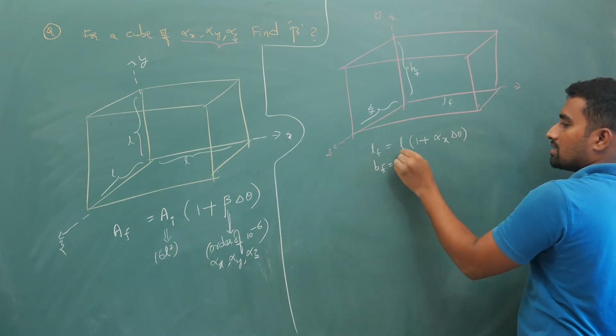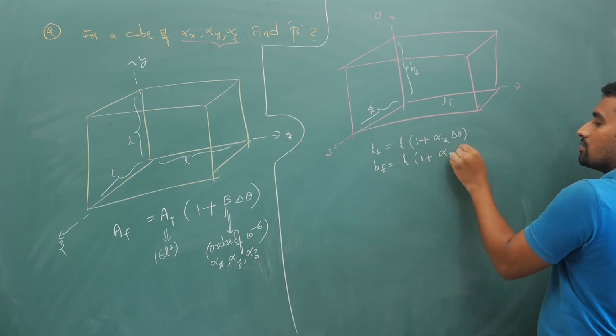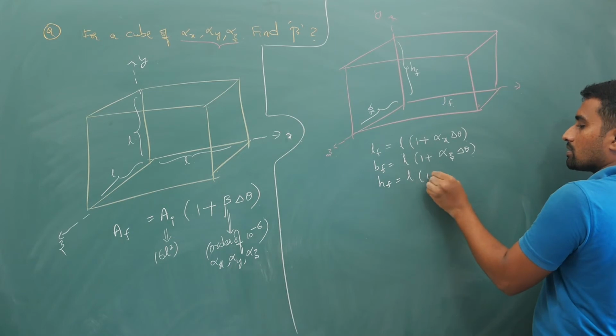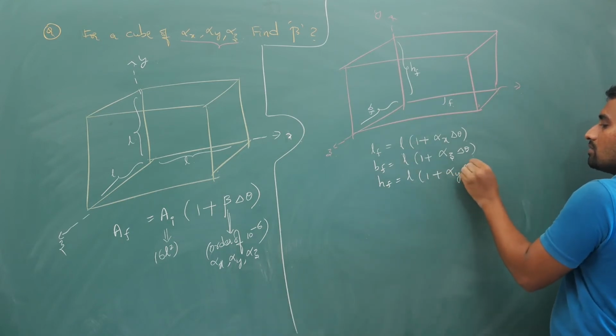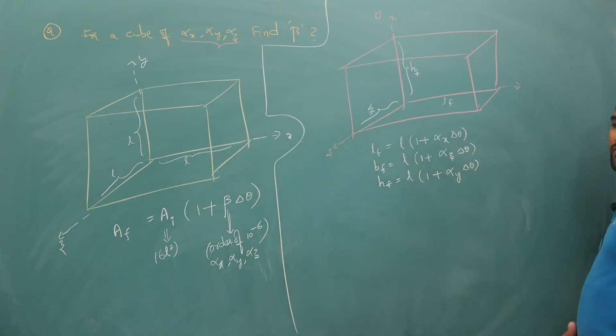B final is L times 1 plus alpha z into delta theta. H final is L times 1 plus alpha y into delta theta. What is that I am doing? I am just simply taking the final length, final breadth and final height.